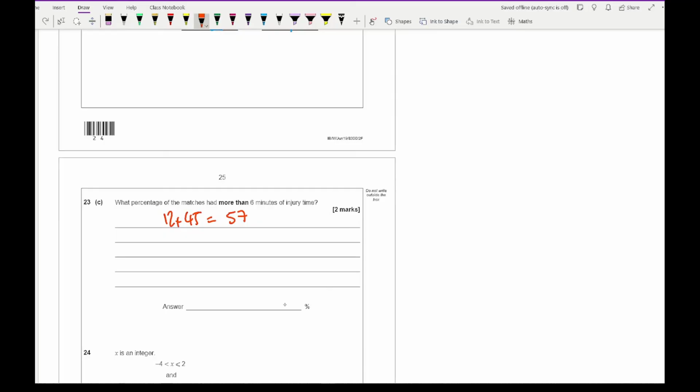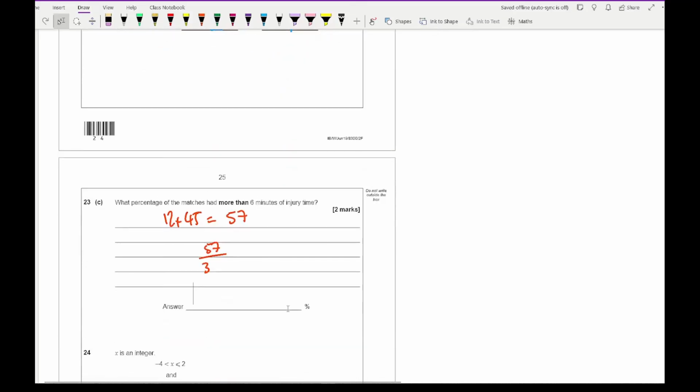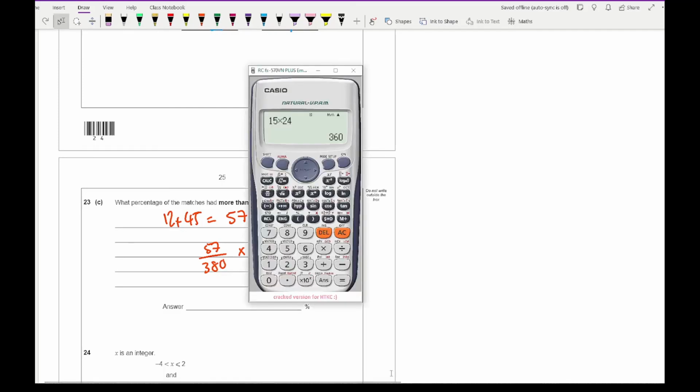Now because I want the percentage, I've got to do 57 over the total number of games, which, as a reminder, was 380. And I then need to multiply that by 100. If I type that into my calculator, 57 divided by 380 equals, multiply that by 100, I get an answer of 15%.